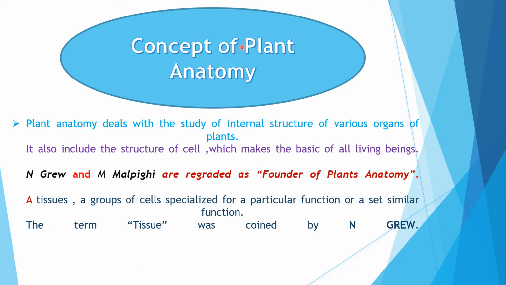So what is the concept of plant anatomy? Plant anatomy is the study of the internal structure of various organs of a plant, such as mitochondria, vacuoles, and so on. So we are going to study internal structure. The internal structure includes cells, and we all know that the cell is the basic unit of all living beings.